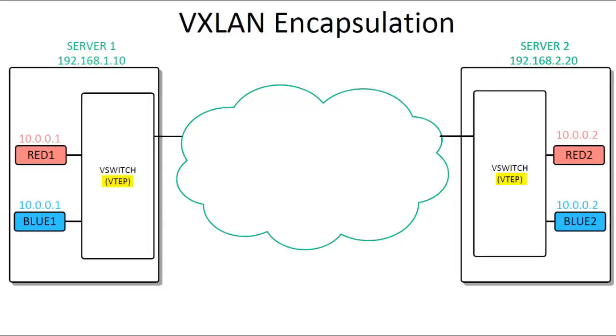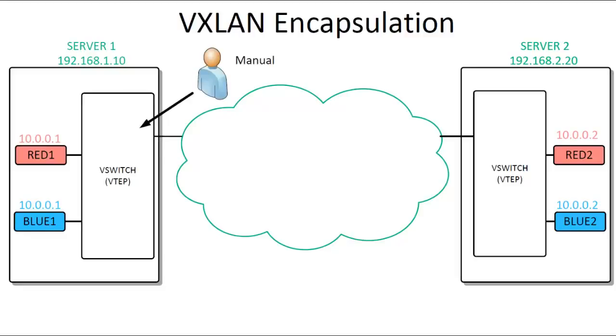The VTEPs need to know where VMs are located for each tenant. For example, the virtual switch acting as a VTEP on server 1 has to learn that to reach the red 2 VM, it needs to go through server 2 at 192.168.2.20. Likewise, the virtual switch acting as a VTEP on server 2 needs to know that to reach the red 1 VM, it needs to go through server 1 at 192.168.1.10. So this means the VTEPs or virtual switches here need to have a table mapping VM MAC addresses to virtual network endpoint IP addresses. Methods tunnel endpoints can utilize to get these mappings include manual, push, pull, and dynamic learning.